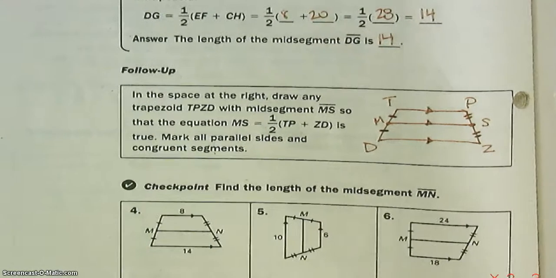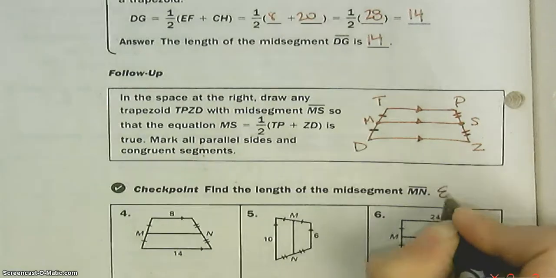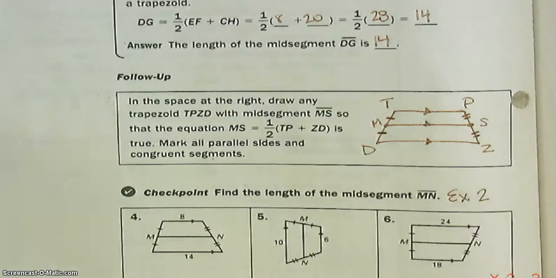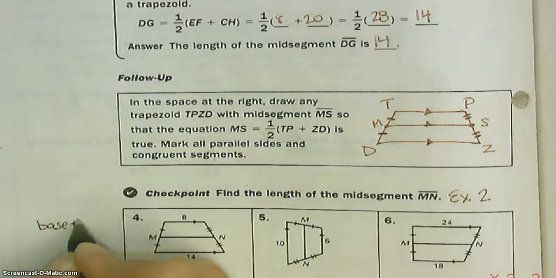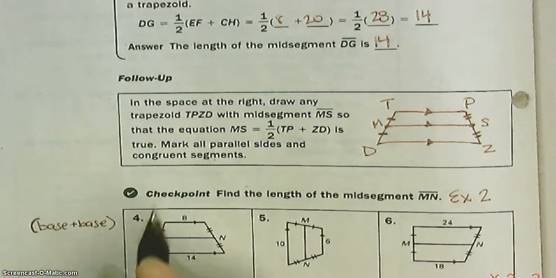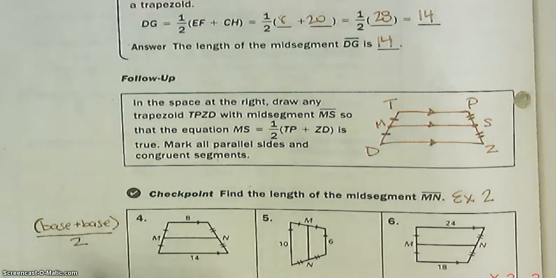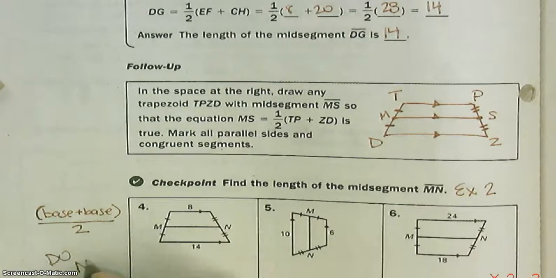Find the length of the midsegment. This is just like example 2. To find this, remember you do base plus base, put that in parentheses, divided by 2. Go ahead and do this now.